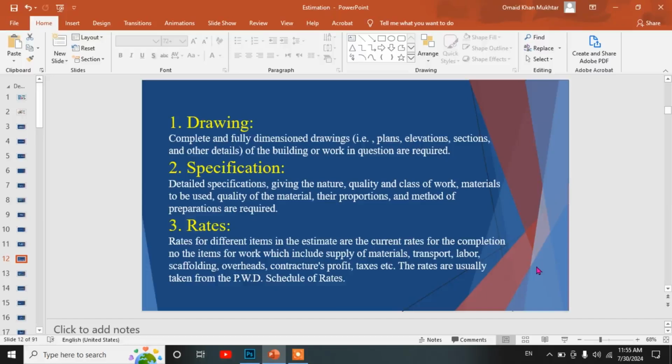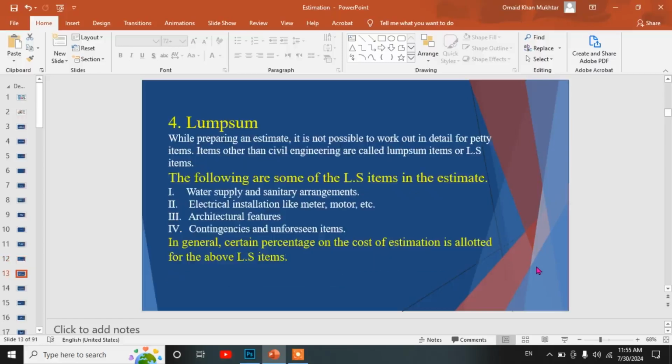Third, rates. Rates for different items in the estimate, or the current rates for the completion. Know the items of work which include supply of materials, transport, labor, scaffolding, overheads, contractors' profit, taxes, etc. The rates are usually taken from the PWD schedule of rates.